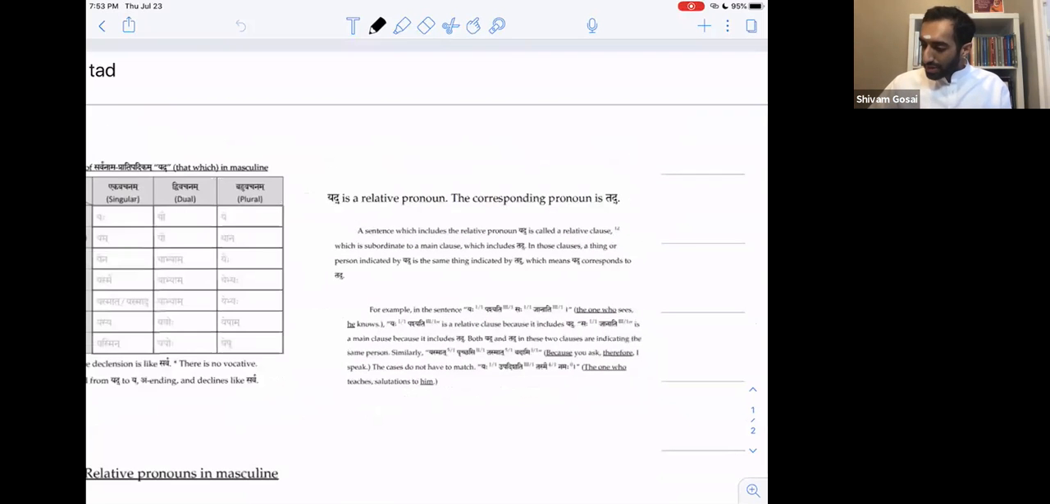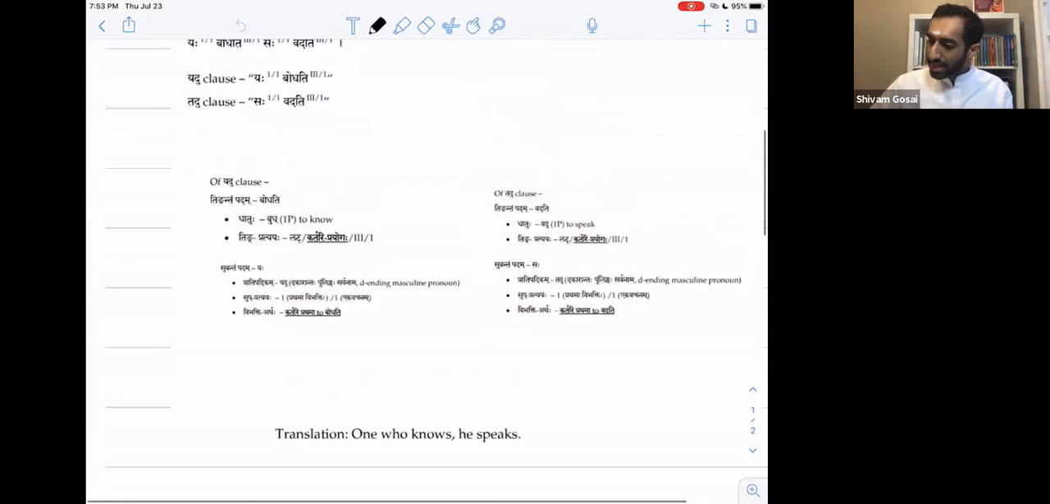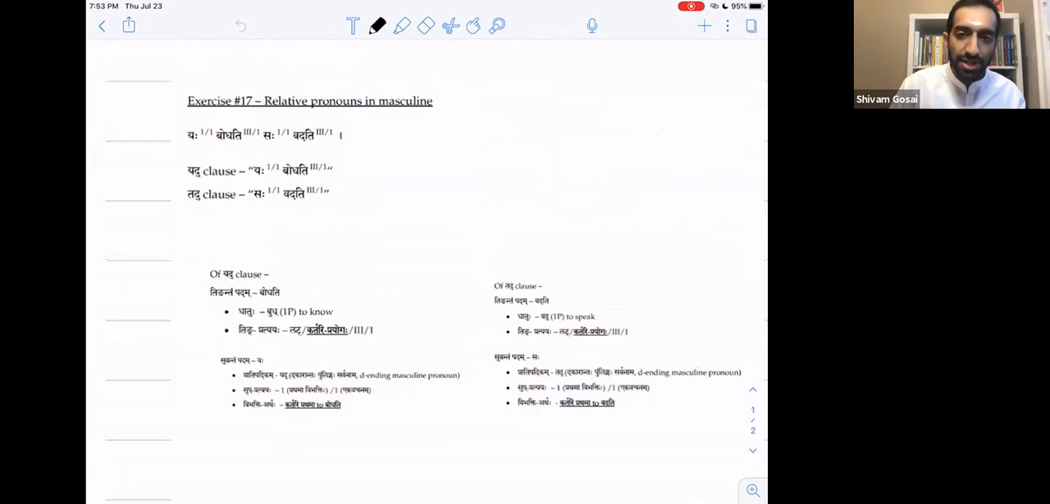Now, let's do some more examples. We saw this example last time in the back of the book. Exercise 17 is on page 177. You can keep a piece of paper at the beginning and have your hand in the back. We saw this example, Yaha bodhati saha vadati: the one who knows, he speaks. The he is qualified by one who knows, so it's giving more information about the one who speaks, telling you that that person also knows.